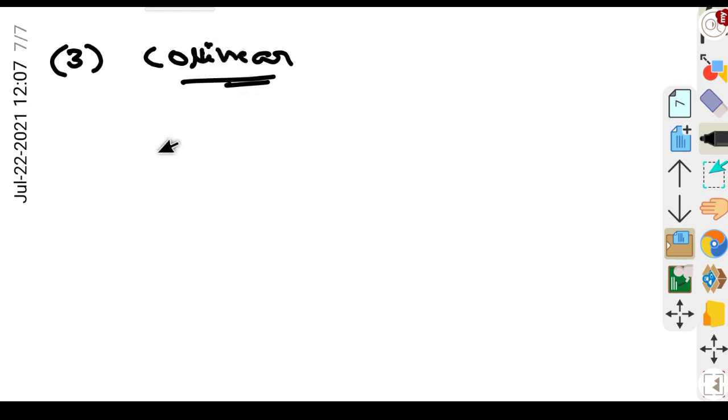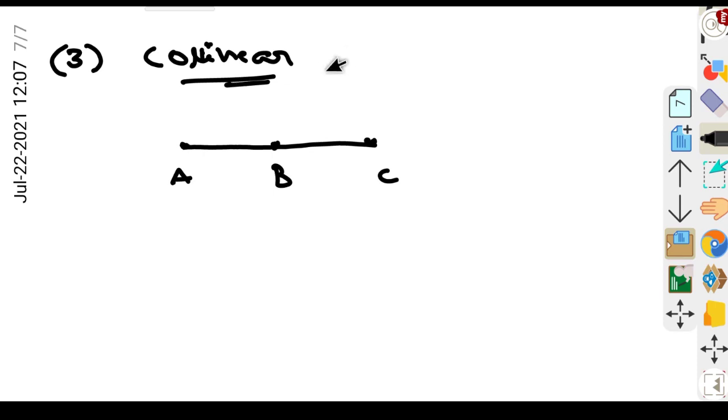Okay, so collinear means, let me just say by taking an example. I'll call these 3 points A, B, C. If you want to say these 3 points are collinear points, then these 3 points should lie in a single straight line. Then only we can say that these 3 points are collinear points. Again I'll say, if you want to say these 3 points are collinear points, then these 3 points have to lie on a single straight line.